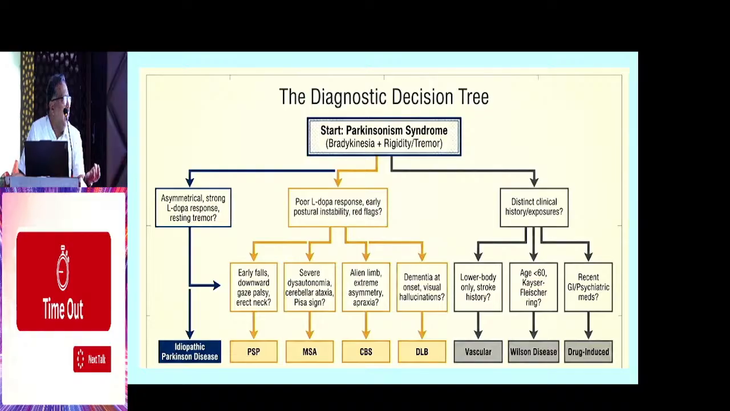And dementia, early onset, visual hallucinations, then the diagnosis is diffuse Lewy body disease, DLB. With a distinct clinical history or phenotype, lower-body-only, lower limb onset Parkinsonism is vascular Parkinsonism. Age less than 60 with a KF ring present, Parkinsonism is more likely Wilson disease. If there is recent medication for vomiting or any psychiatric medication, then it is drug-induced Parkinsonism. This is a simple evaluation for a Parkinson case. Next.